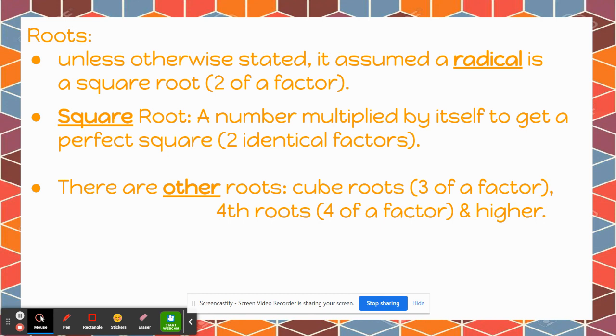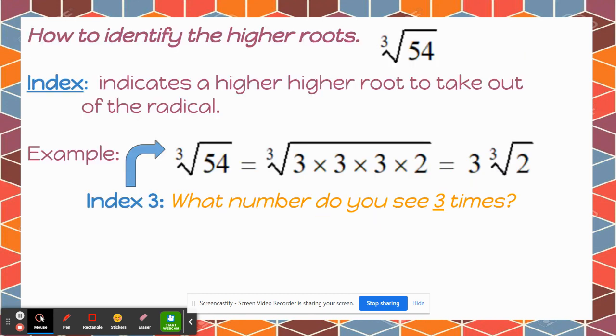There are other roots, like a cube root, that means the factor is 3. So I have to have 3 of that number to pull it out of the cube root. Or fourth roots, because there have to be 4 of the same factor to pull that out of the fourth root. So that's what we're going to talk about, a few of those.